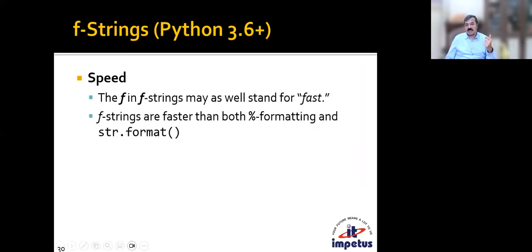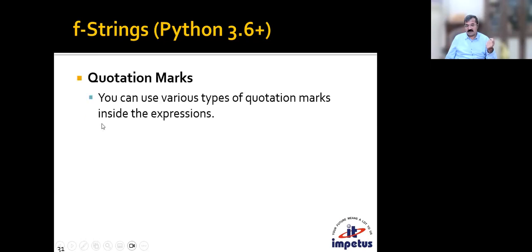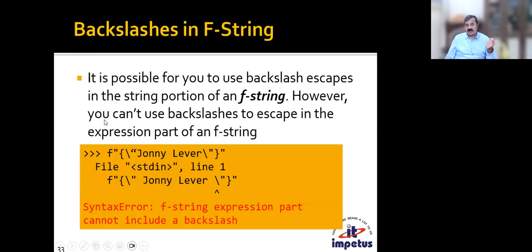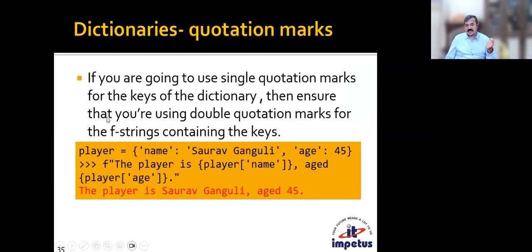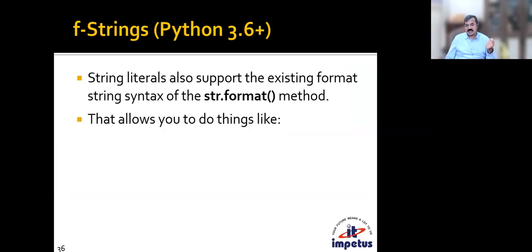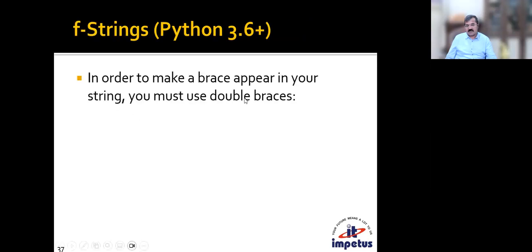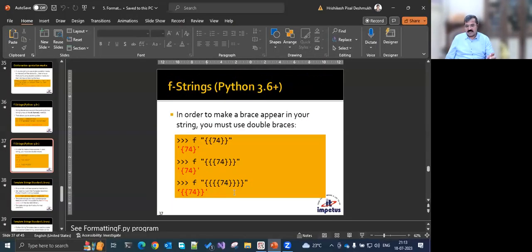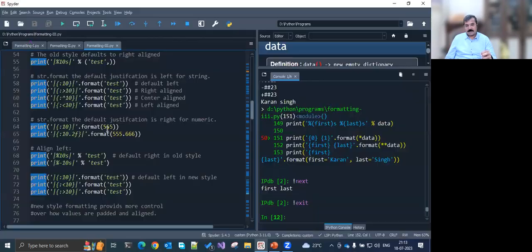And the other important thing is it's very fast. So people call this F string as fast strings as well, but actually it's not fast string, it's formatted string literal. And then I'll show you how to handle the quotation marks, backslash, कैसे handle करना है, dictionaries को कैसे manage करना है. Let's jump ahead with example rather than going through it. So let's directly jump into the example. There are a lot of interesting things to look at.